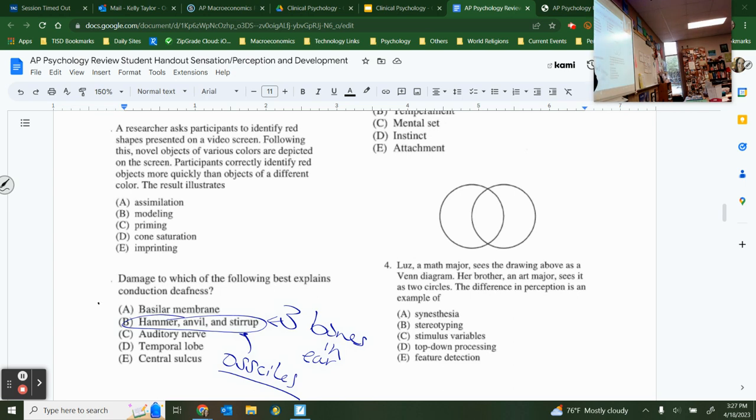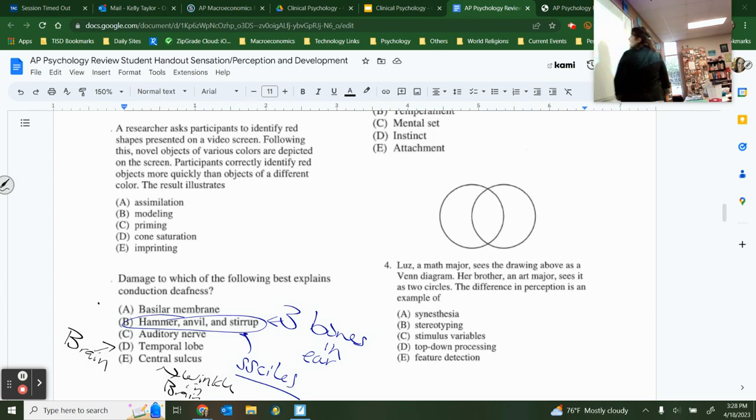Basilar membrane, also in the ear, but it's not going to be tied to any deafness. Okay, this is your brain, temporal lobe. What's the central sulcus? I don't even know. I was hoping that y'all would know that. Central sulcus definition. It's nothing. It's the groove in the cerebral cortex. It's a groove, so it's a wrinkle. I guess. The more you know. It's a wrinkle in the brain.